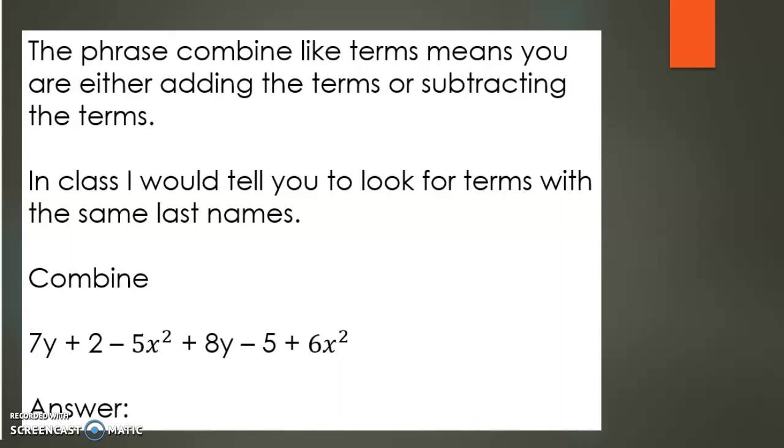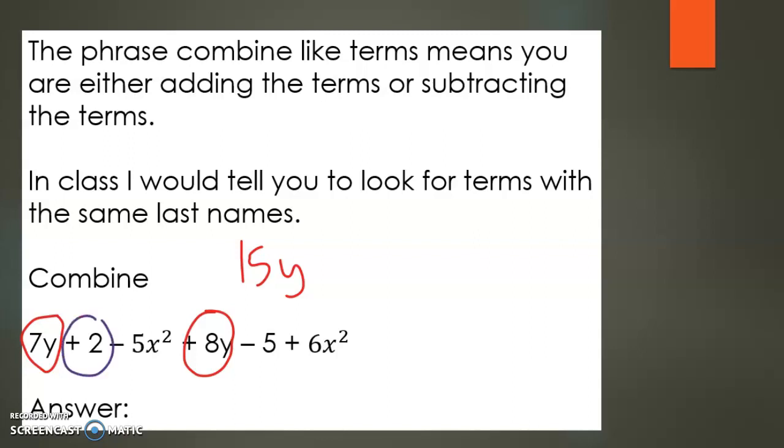So I'm going to start from the left of the expression. I'm going to circle the first one. That is 7y. I'm going to look for somebody with the last name of y, and I have positive 8y. Those go together. And when I combine those, I get 15y. I then go to the next term, and I find that I have a positive 2, just a plain old number, goes with a negative 5. A positive 2 and a negative 5, when I combine them, gets me a negative 3.